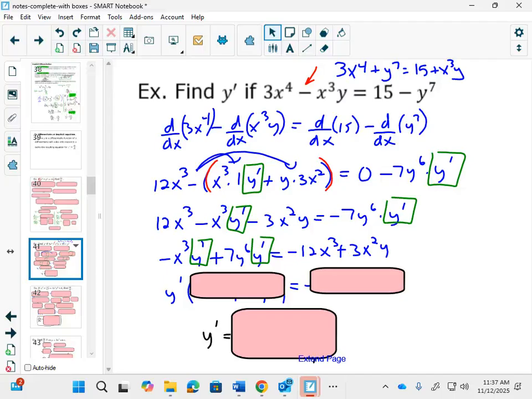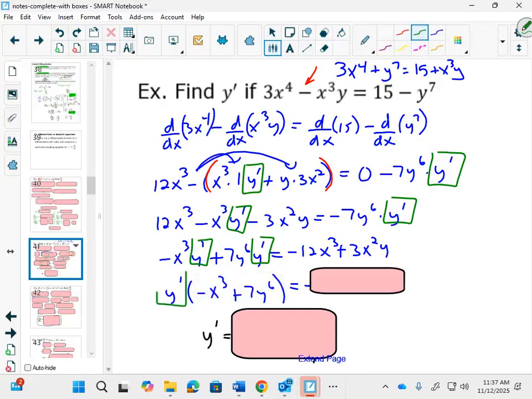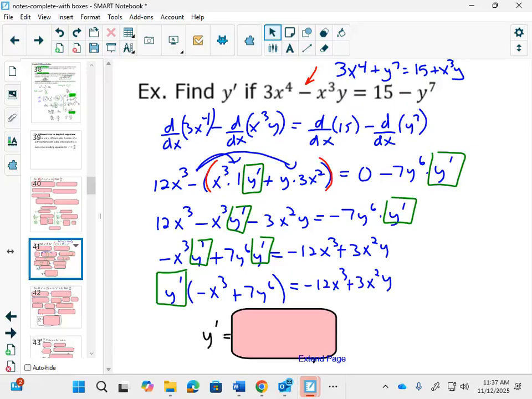Because if you have everything with y prime on this side, can you see that you could factor it out? Right here, I took that green box and factored it out, keeping this side the same. And then if I wanted to get that by itself, now that it's factored out, I'm multiplying by this, so I would need to divide by this.